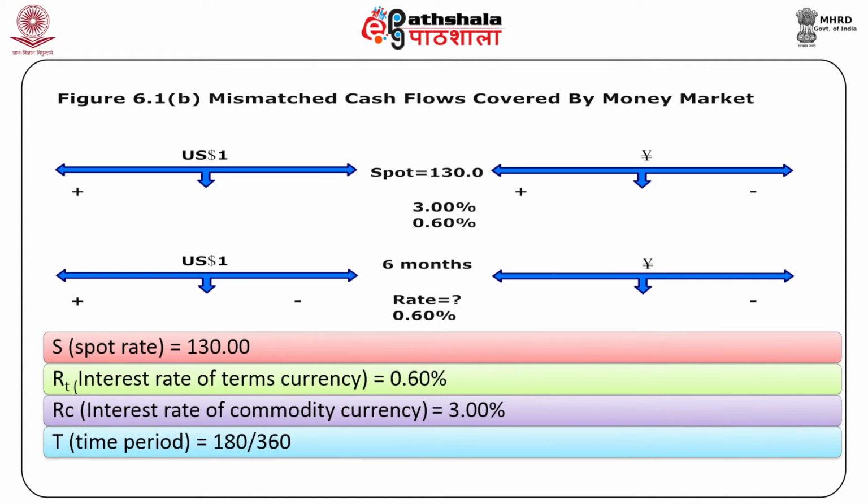Now from the figure 6.1b, it is finalized that S, spot rate, is equal to 130, RT, interest rate of term currency, is equal to 0.60%, RC, interest rate of commodity currency, is equal to 3%, and T, time period, is equal to 180 by 360.